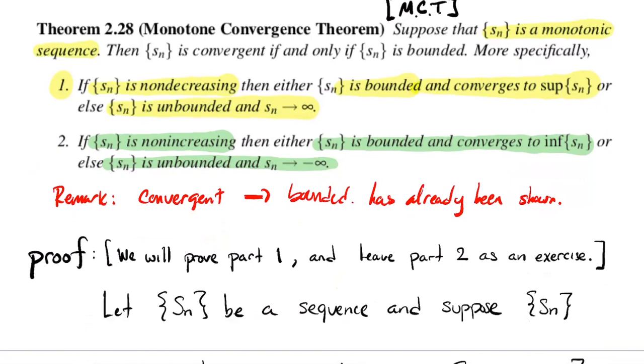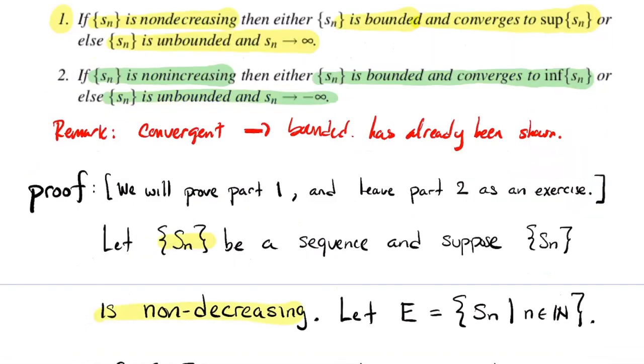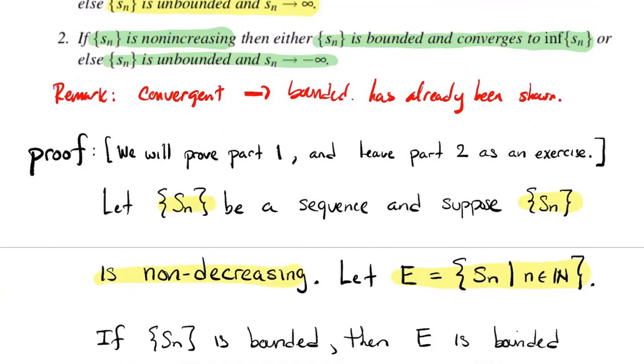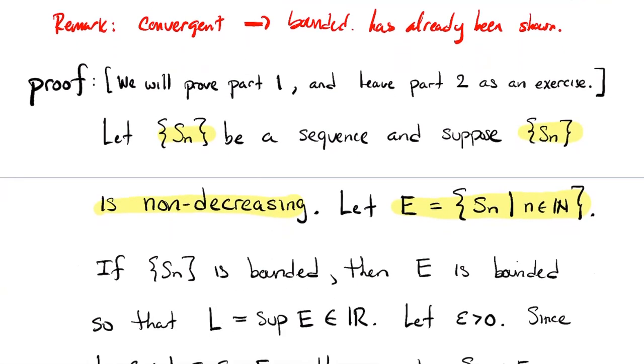So let's introduce some notation. Let's take our sequence S_n, and let's suppose that it's non-decreasing. That's our hypothesis about it. Then we're going to look at the cases of whether it's bounded or unbounded separately. So let's give a short name to the set of its values. Let E equal the set of S_n, where n goes over all natural numbers. So it's the range of the function S, if you want to think of a sequence as a function.